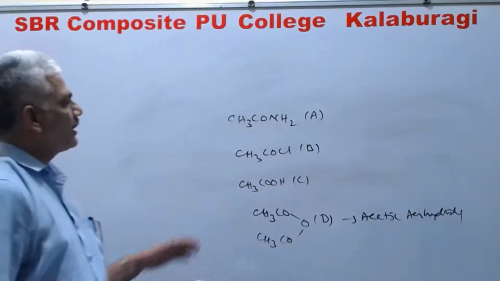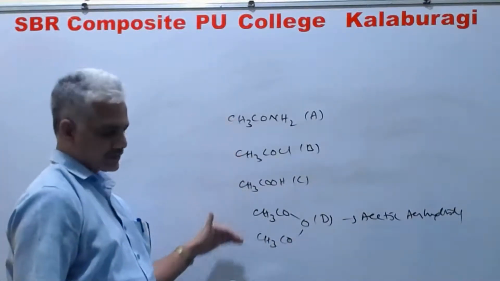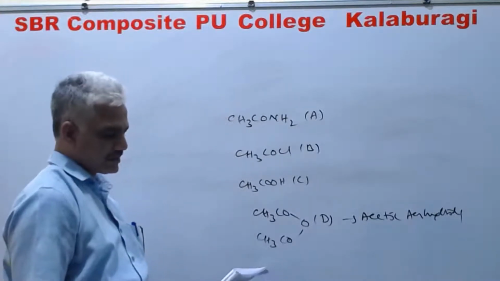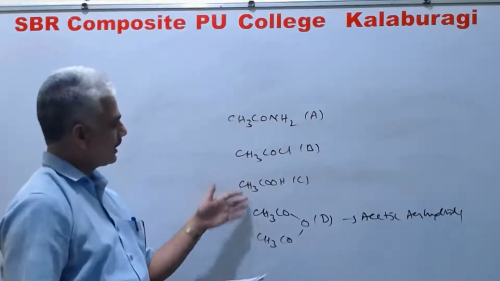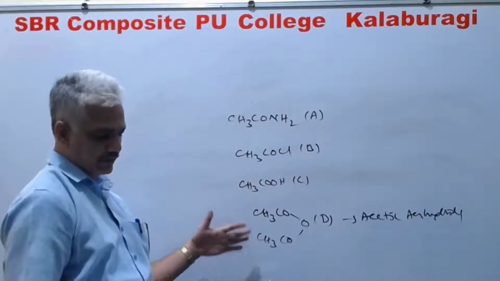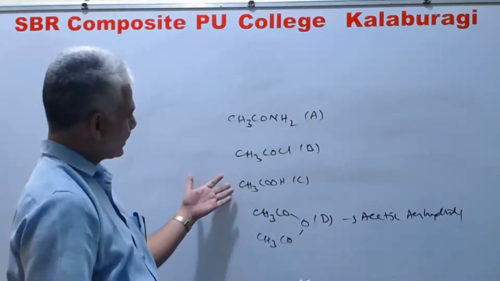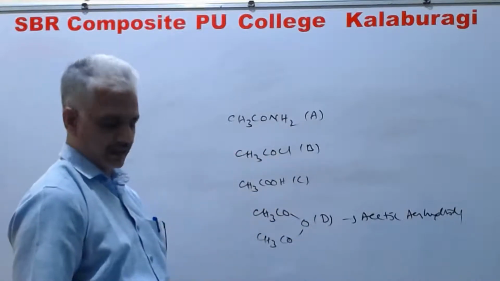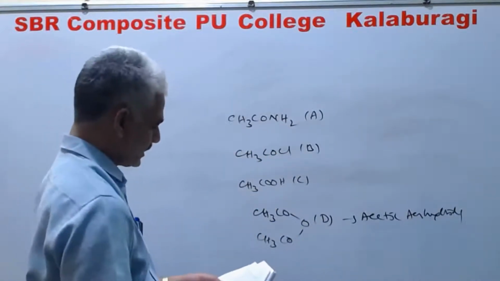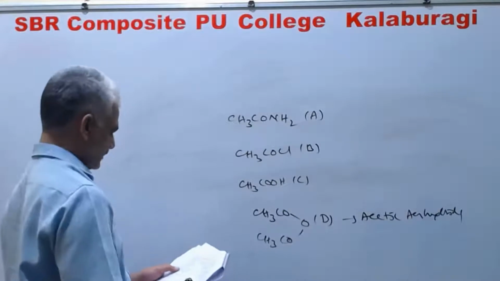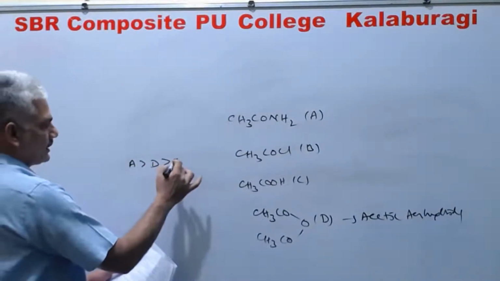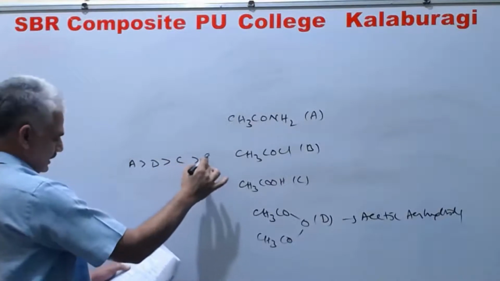So functional group wise, when we check, amide has a higher boiling point, followed by acid anhydride, followed by carboxylic acid, and least will be with the acid halide. So correct option can be taken as a first option. A greater than B, greater than C, greater than B.